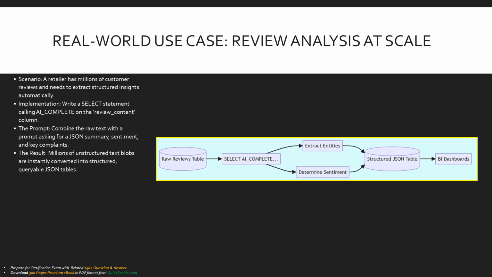In minutes, you have transformed a massive unstructured dataset into a structured table that your BI team can immediately connect to their dashboards. Follow the data flow in our real-world use case. Starting at the raw reviews table on the left, the data streams into our SQL query executing AI Complete. The LLM engine simultaneously performs two complex tasks, extracting entities like product names and determining sentiment like positive or negative. The output converges into a new structured JSON table. From there, the data flows effortlessly into standard BI dashboards, giving executives real-time, AI-driven insights into customer satisfaction.